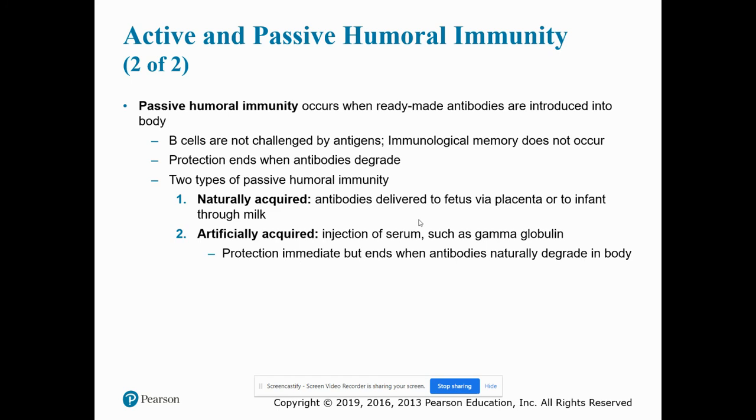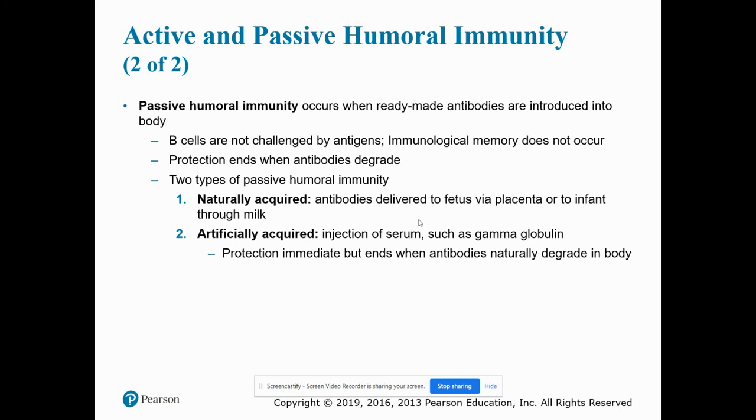Then we have passive humoral immunity. And this is going to occur when ready-made antibodies are introduced into the body. That's why it's passive. So the B cells themselves are not challenged by antigens. As a result, immunological memory does not occur. Protection ends when the antibodies degrade. That again is because of the fact that no memory cells are being made. Okay, so as soon as those antibodies degrade, it's over.